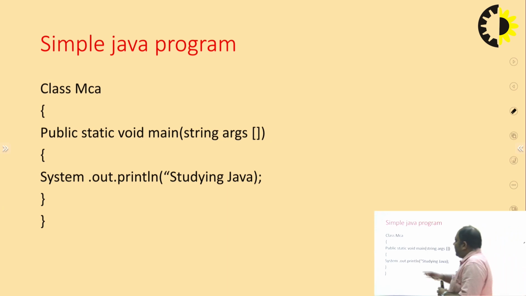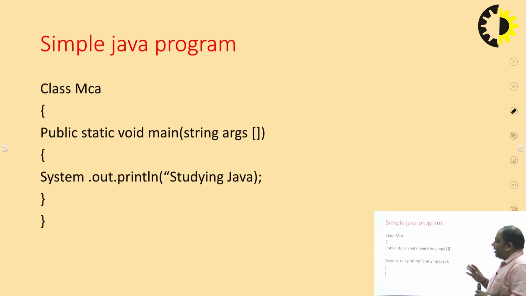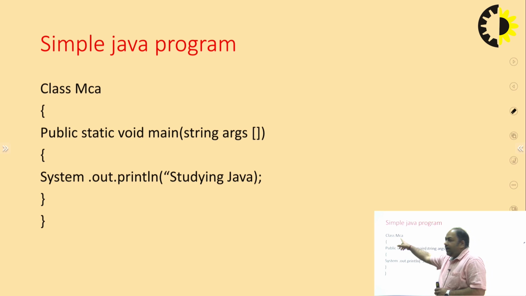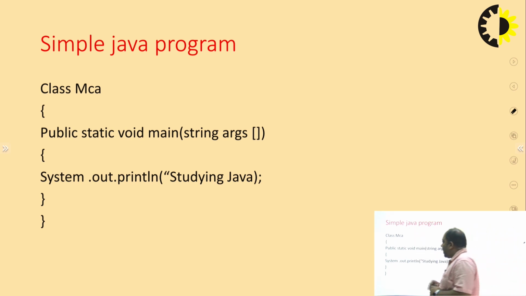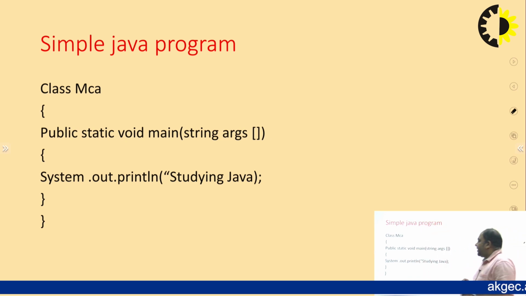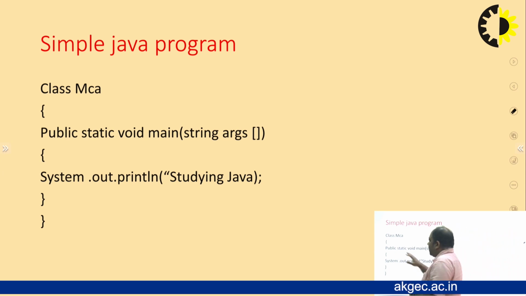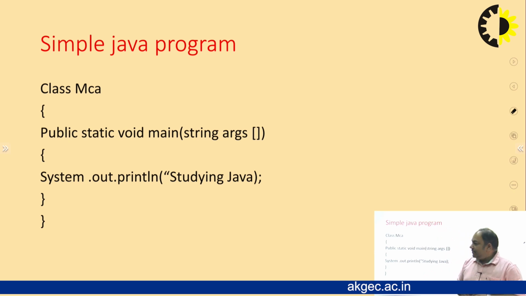First, we will define a class and we have given a name to our class, which is MCA. Now we define a main method by using public static void main. What does this public static void main mean? Public is the access modifier, static is a keyword, and void main means it is the main body of a function, and it does not have a return value.